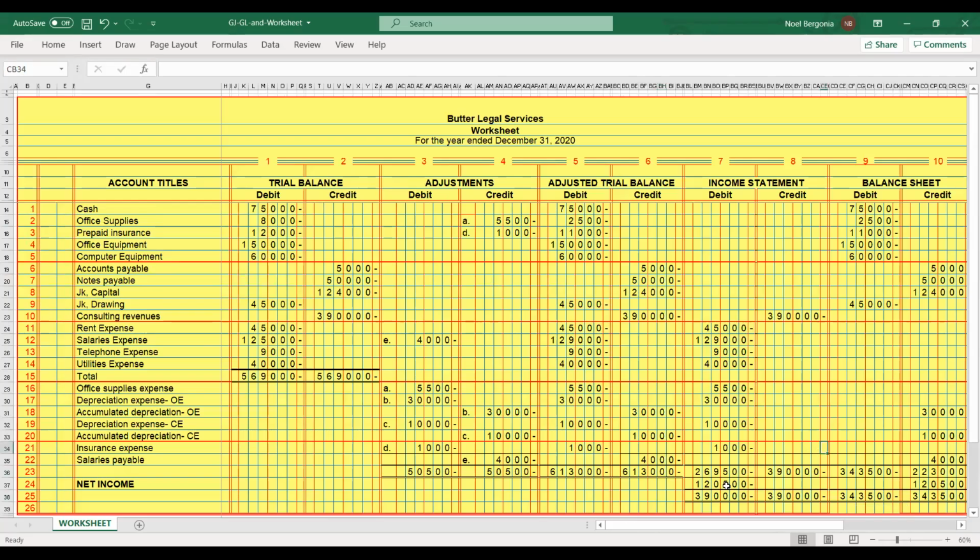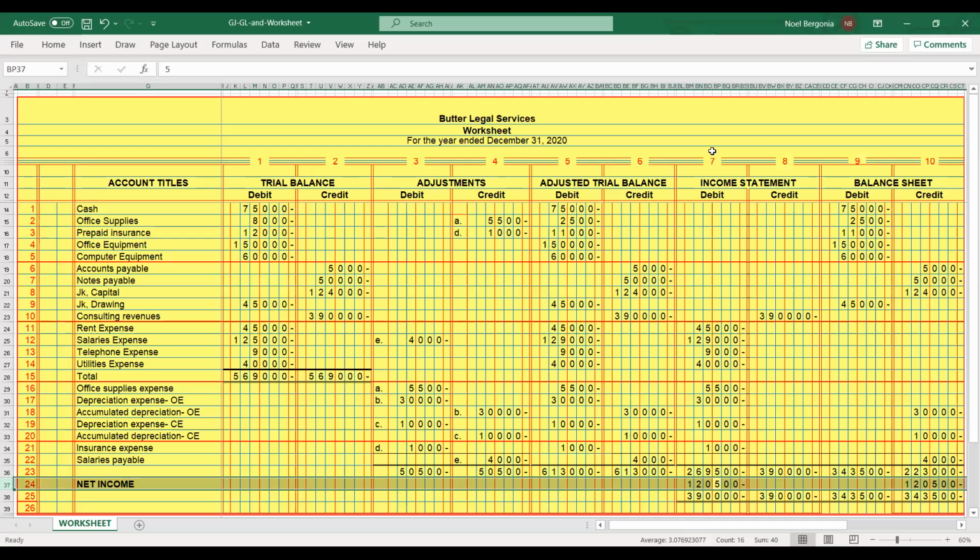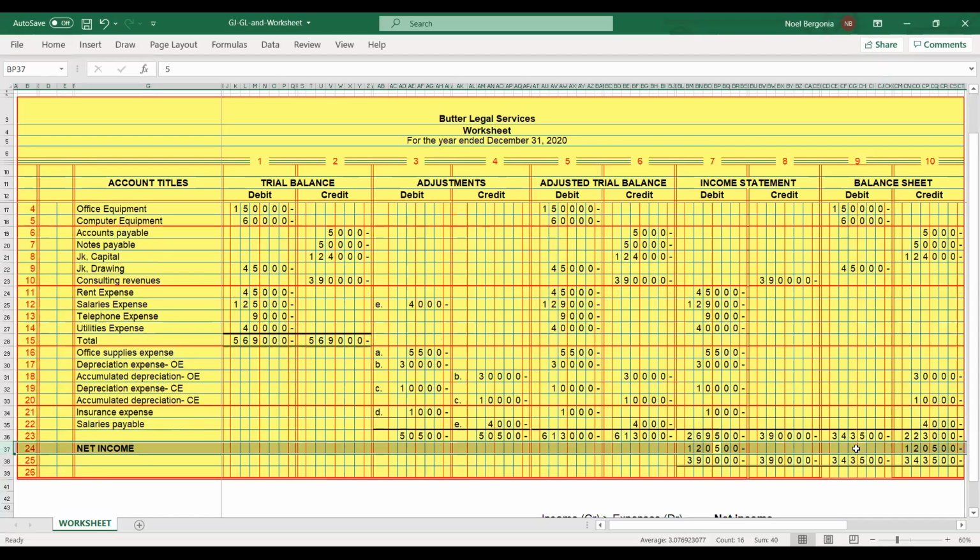Okay. So 'di ba kung mapapansin niyo, no? Yung difference natin sa income statement at saka balance sheet parehas na 120,500. Does it mean na in all cases, sir, dapat equal sila? The answer is yes. Okay? The answer is yes, class.